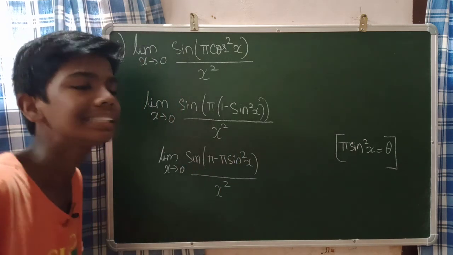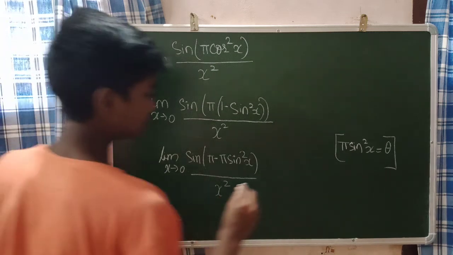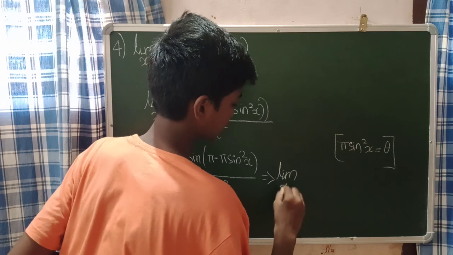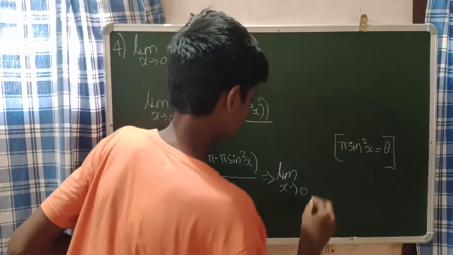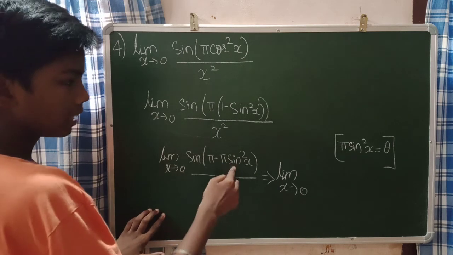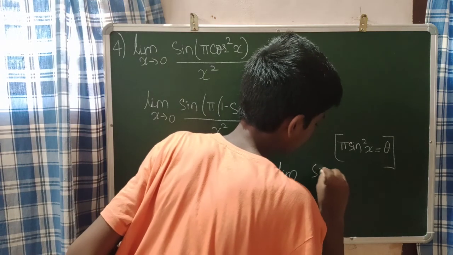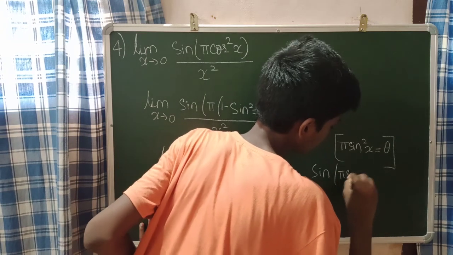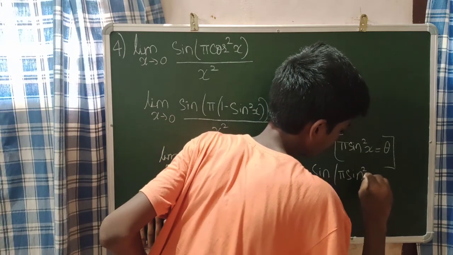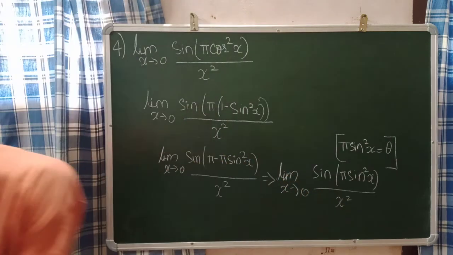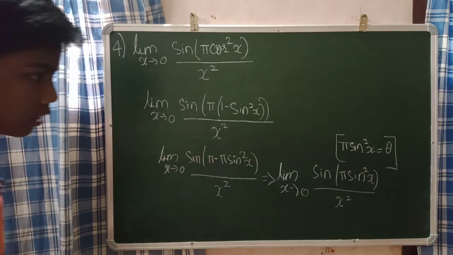So when you put theta as this expression, you will be getting the numerator sine of pi minus theta. What is sine of pi minus theta? Sine theta. So using that, I will say that this limit can be written as limit of x tends to 0 of sine theta, where theta is pi sine square x, divided by x square. This is the limit that we arrived at now.